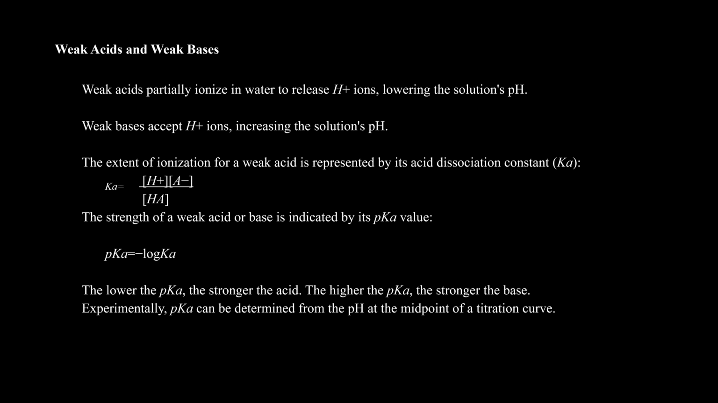Extent of the ionization of weak acid is represented by its dissociation constant Ka. A Ka indicates the strength of the weak acid and the pH at equilibrium formula. The lower the pKa, the stronger the acid; the higher pKa, the stronger the base. Experimentally, pKa is determined at the pH midpoint of the titration curve.